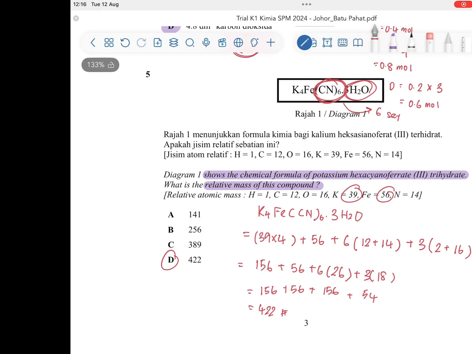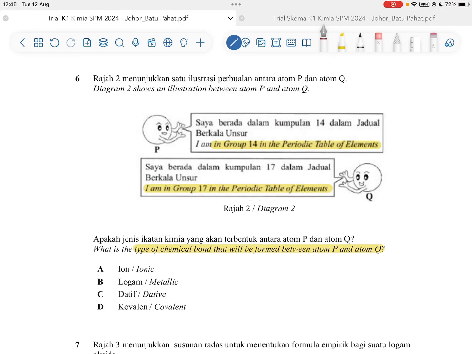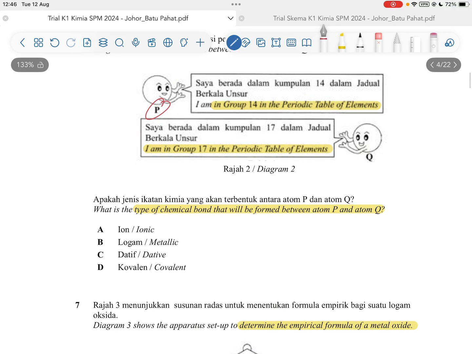So if next time you look at this type of question, you can use this method to calculate the answer. Question 6: Diagram 2 shows an illustration between atoms P and Q. So let's look at P. P is in group 14 in the periodic table of elements, while Q is in group 17.